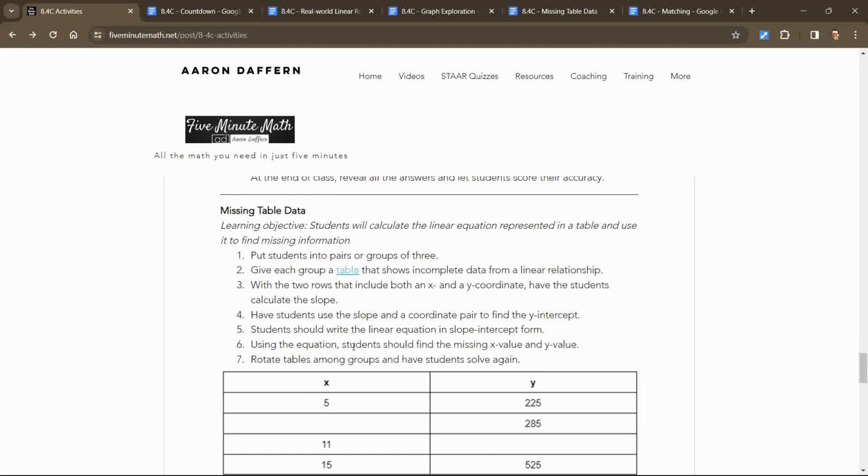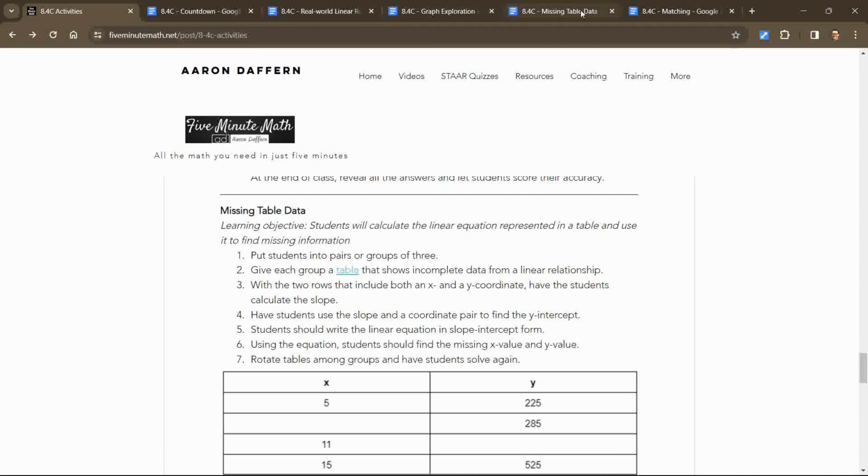All right, our next activity is called Missing Table Data. So what we want students to do here is calculate the linear equation, represent it in a table, and use it to find missing information. So students are going to be in pairs or groups of three. You're going to give them each a table that shows incomplete data from a linear relationship.